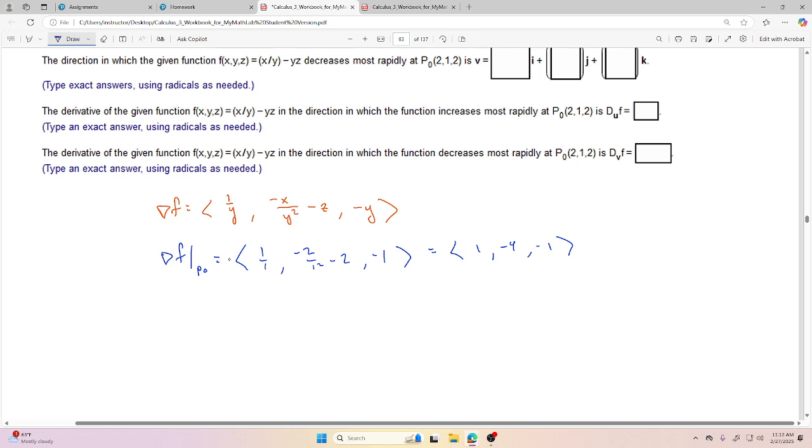So I have my direction. Well, I'm sorry. I have my gradient of f, and now I need to dot it with my unit vector, right? So dot unit vector. So that would be 1, 4, -1 dot cosine theta, sine theta.